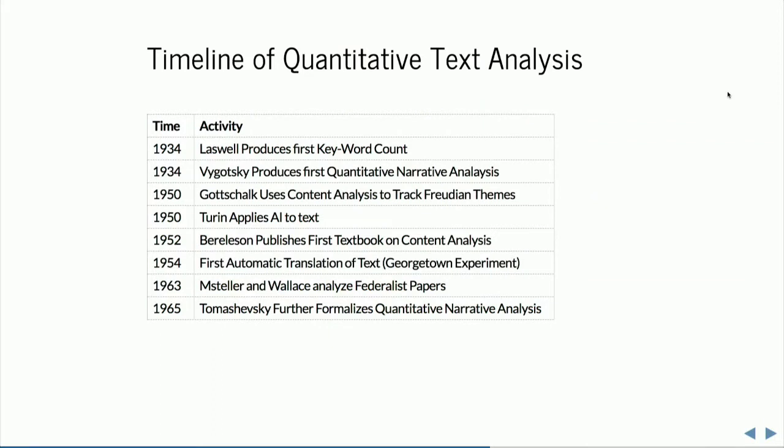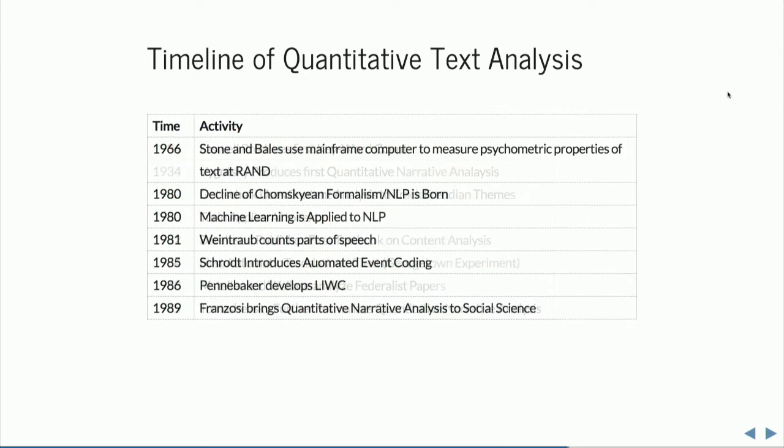We started to have textbooks about content analysis. People were slowly and gradually beginning to be trained in content analysis. In 1954, we have the first successful automated translation of a text. In 1963, again, some early political science pioneers use quantitative techniques to analyze the Federalist Papers. And again, more formalization of narrative analysis in quantitative format by literary theorists such as Tomashevsky here.